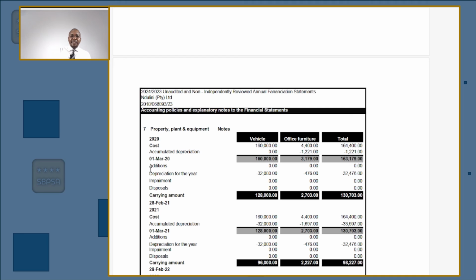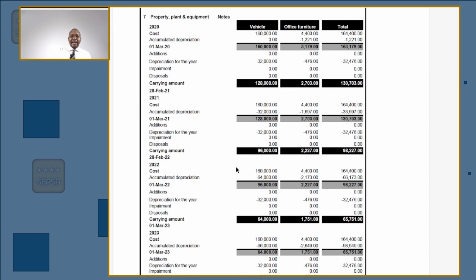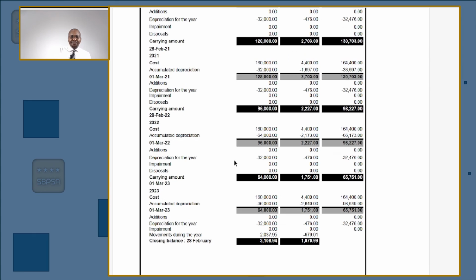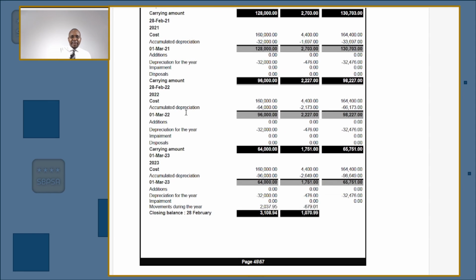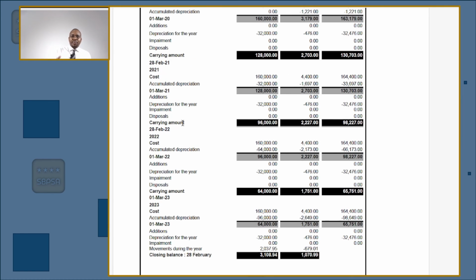Property, plant and equipment, we have read the financial accounting policies there, and that information has been taken into account. So we know in this entity that there are only vehicles and office equipment. There is no other type of asset here. We're given comparatives, we're given 2021, 2022 and 2023. So it's a rolling forward of information there.